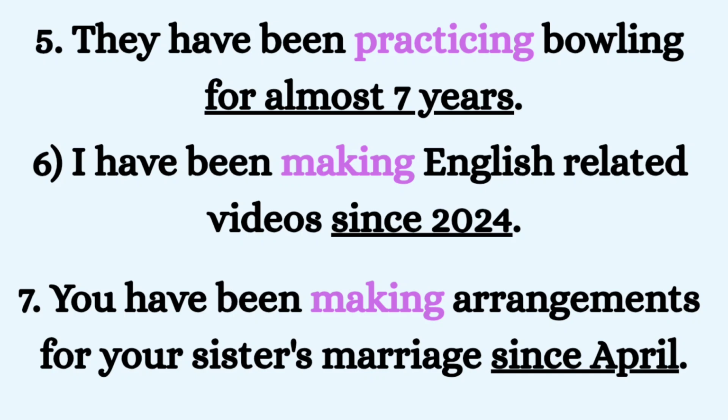So we mostly use for and since in present perfect and present perfect continuous tense. When we want to emphasize the duration of an action, we use these time markers. I hope it is clear. I have taken 7 examples. If you practice, if you can make more examples, that will be good enough.